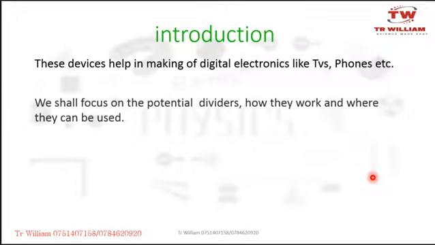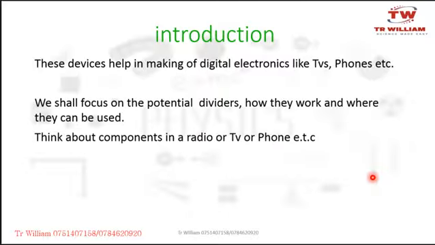But like I told you, in this area we are going to focus majorly on the potential dividers and what they do. Now, if you want to know what potential dividers are, or why we are looking at them, I want you to think about components in a radio or a TV or a phone. When you look at a television or a radio, something most of us could have come across, you realize that in there are very many components: diodes, resistors, transformers, and LEDs, those small bulbs which will be producing light.